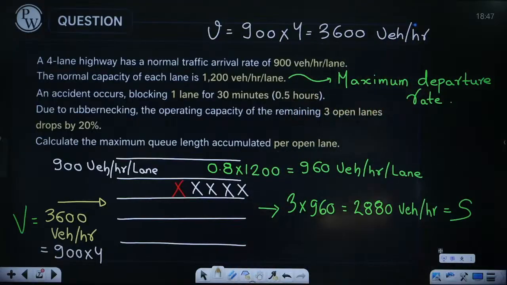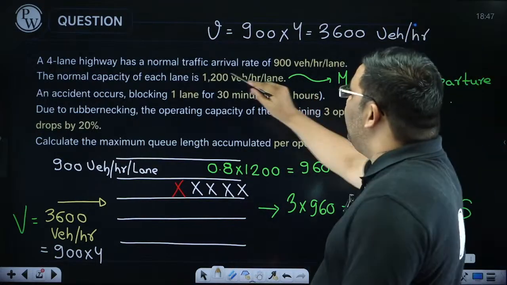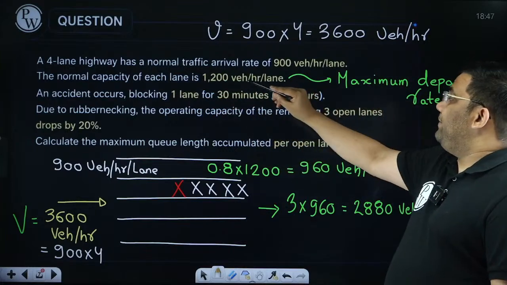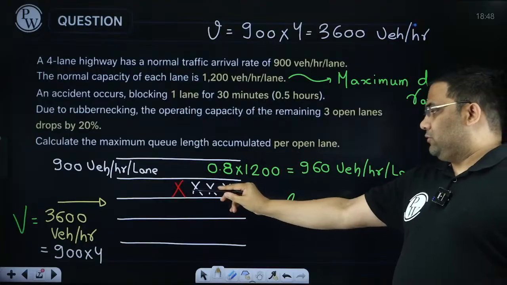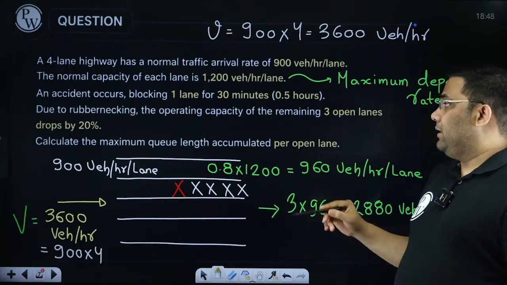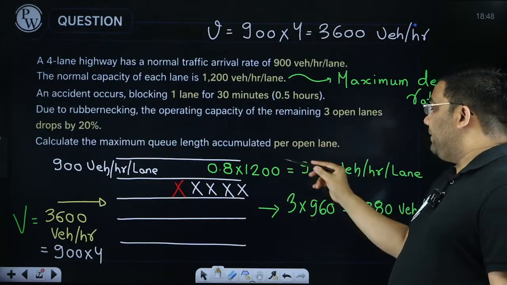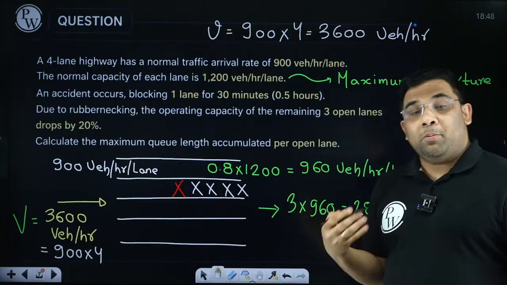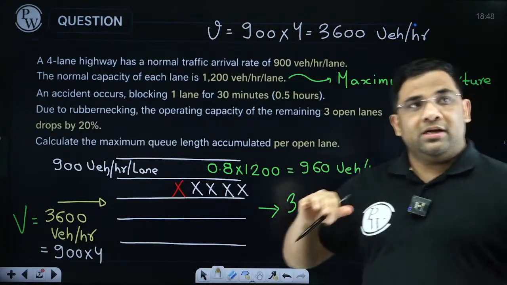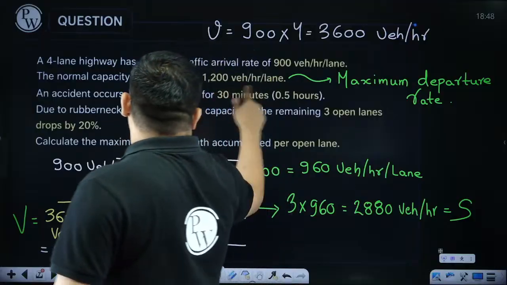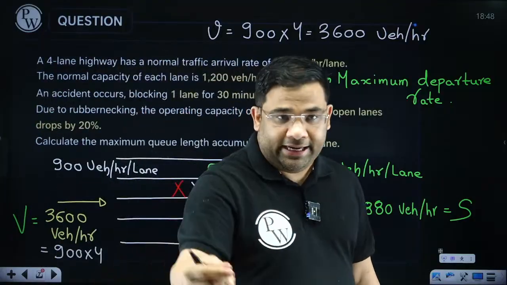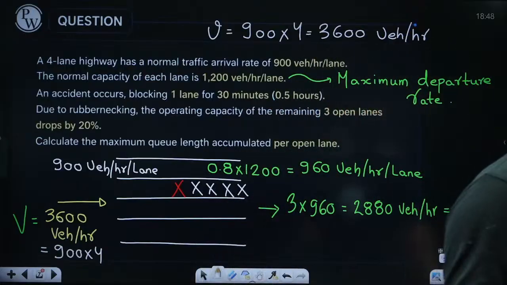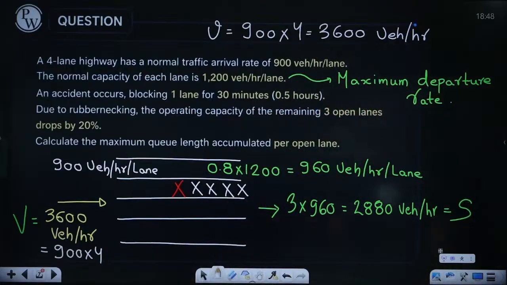Now, it is given that the normal capacity or the normal departure rate is 1200. But due to this rubbernecking, meaning this blockage of one lane, the operating capacity of the remaining 3 open lanes drops by 20%. Under normal conditions, it would have been 1200, but now it drops to 80%. So 80% of 1200 will be 960 vehicles per hour per lane.